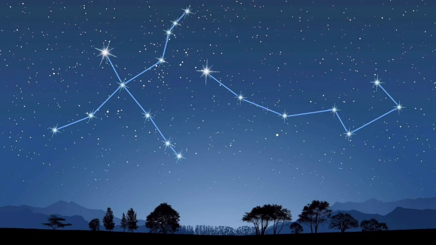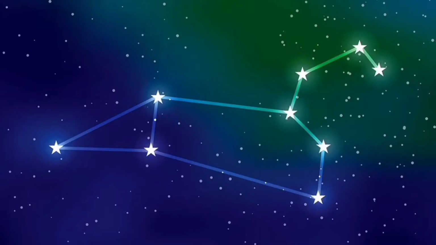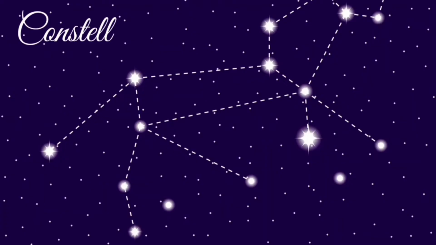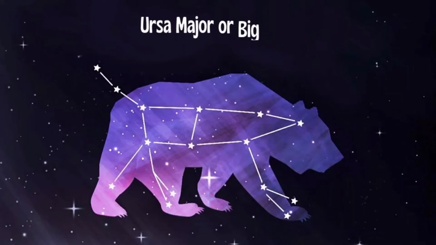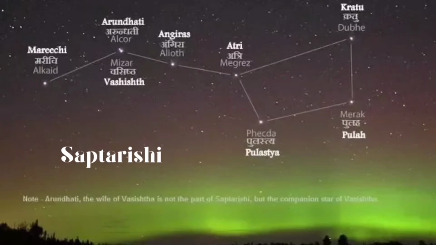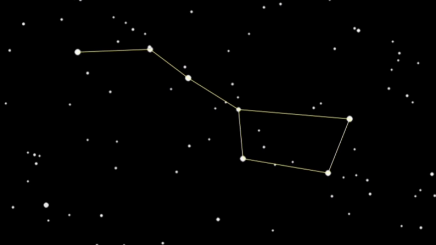While watching the night sky, you might have noticed patterns formed by groups of stars like this. Such patterns are known as constellations. Ursa Major or Big Bear is one such constellation you can see here. Another recognizable constellation is Saptarshi. Saptarshi is a group of 7 stars which is a part of the Ursa Major constellation. The term Sapta means 7 and Rishi means sages, so 7 sages.